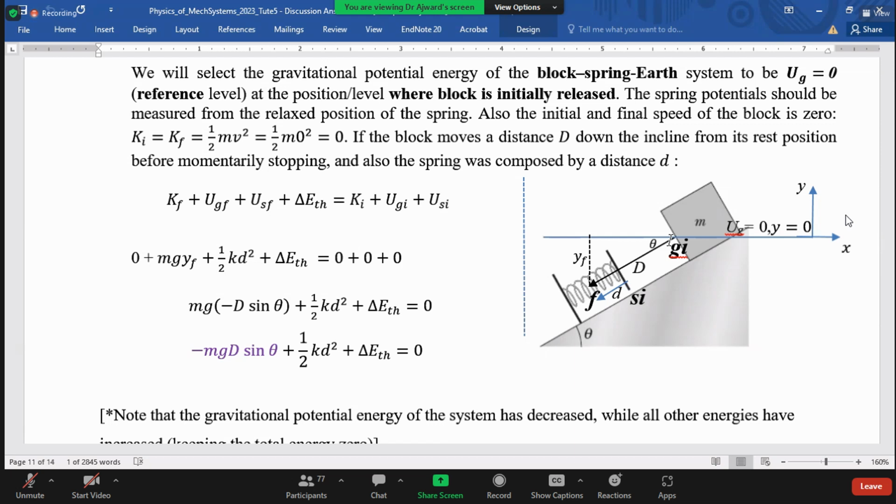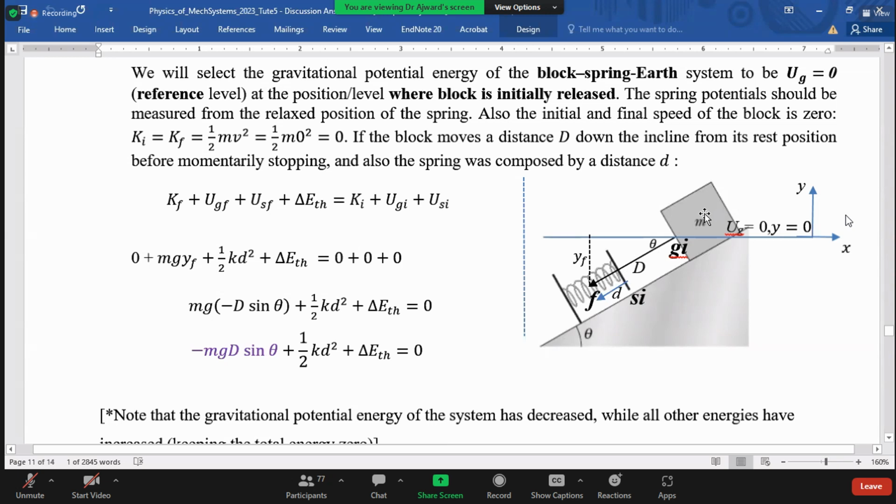The final answer should not depend on your choice of the gravitational potential reference. That is the zero gravitational potential level. So if the block goes down here, I just take the front surface, because that is the one hitting the spring. Usually in these problems, I take the front surface and how far it moves.